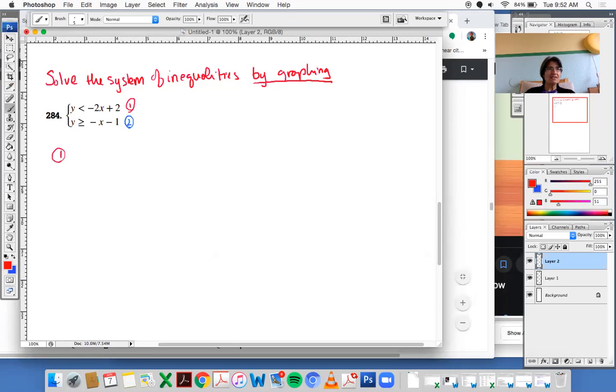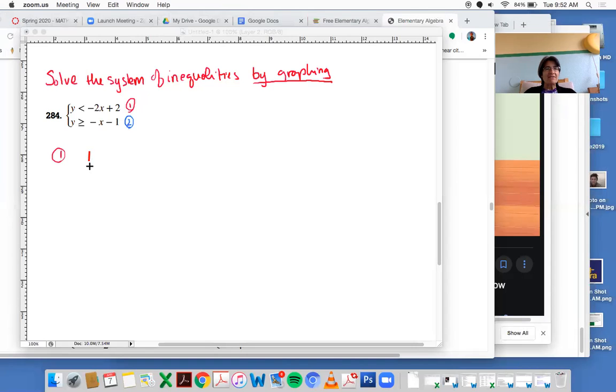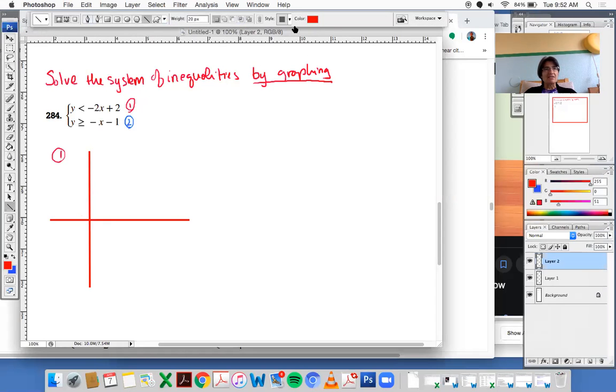All right, so let me make a coordinate plane. Here are my axes right here. I want to graph each line, so let me put slow markings: 1, 2, 3, 4, 5 and 1, 2, 3, 4, 5 on each axis. Nice, so here's a coordinate plane.